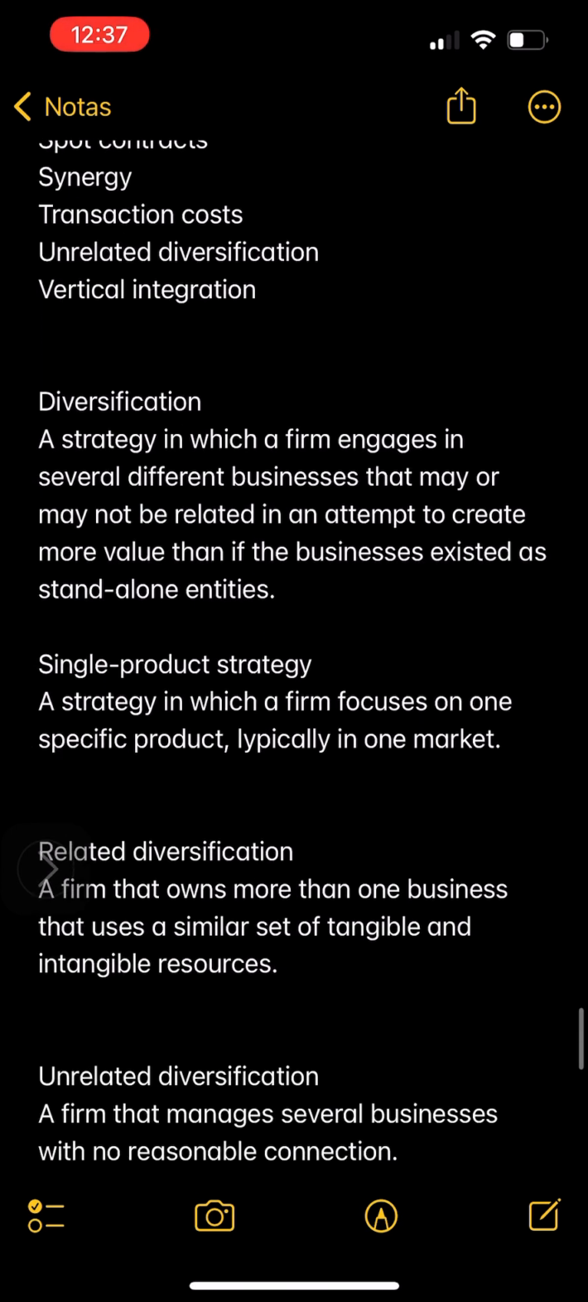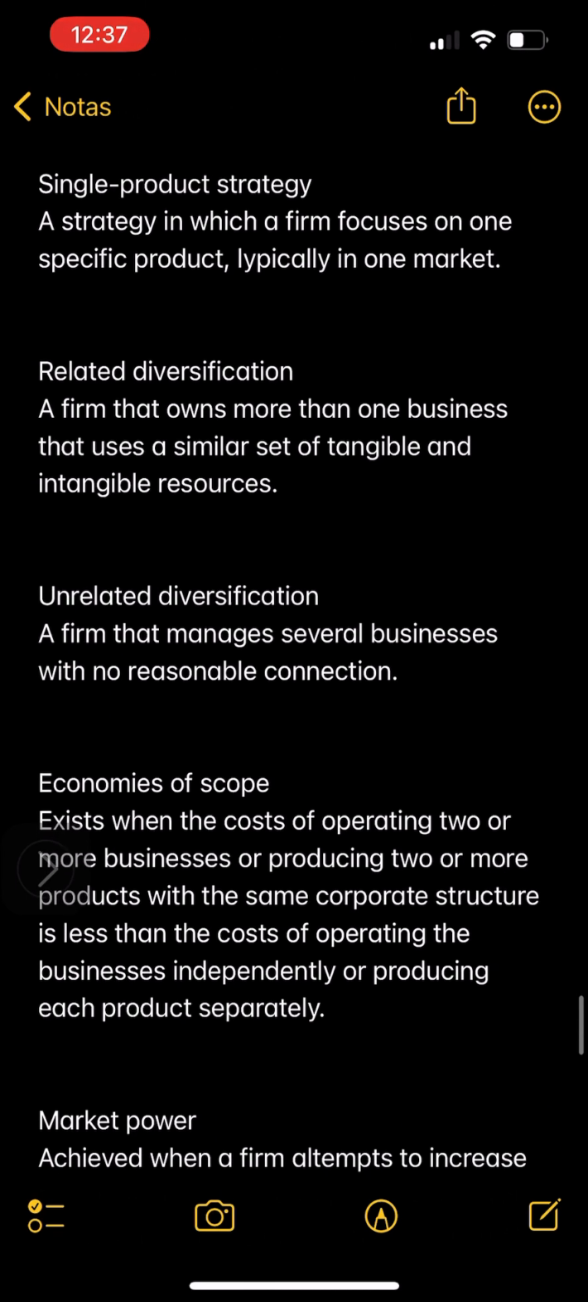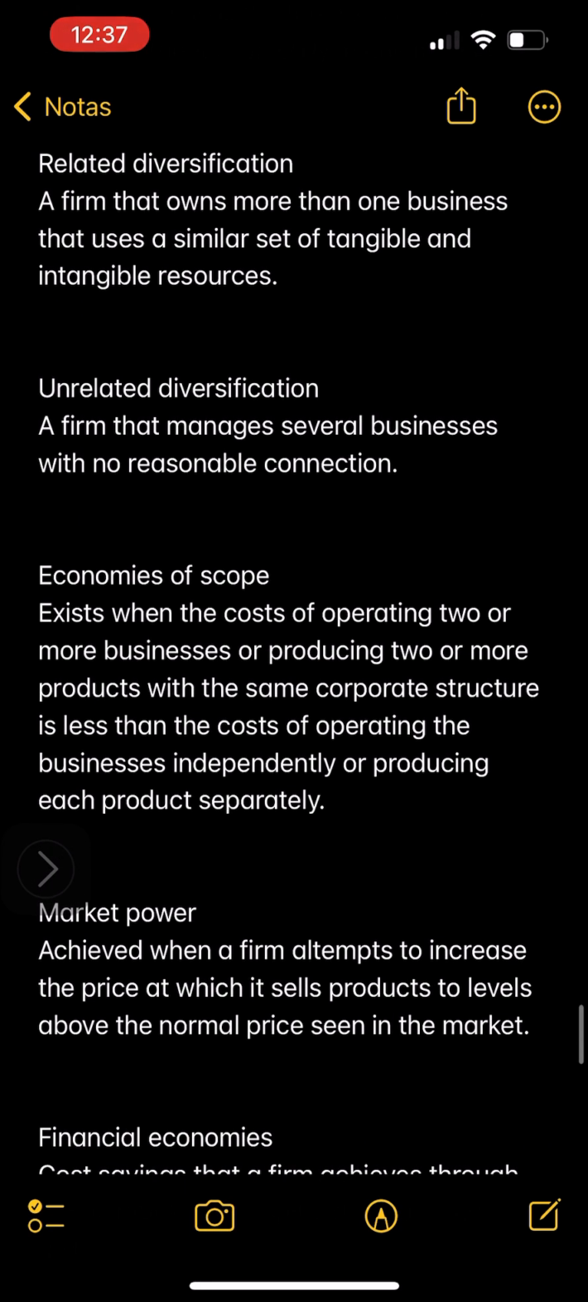Diversification: a strategy in which a firm engages in several different businesses that may or may not be related in an attempt to create more value than if the businesses existed as standalone entities. Single product strategy: a strategy in which a firm focuses on one specific product, typically in one market. Related diversification: a firm that owns more than one business that uses a similar set of tangible and intangible resources. Unrelated diversification: a firm that manages several businesses with no reasonable connection.